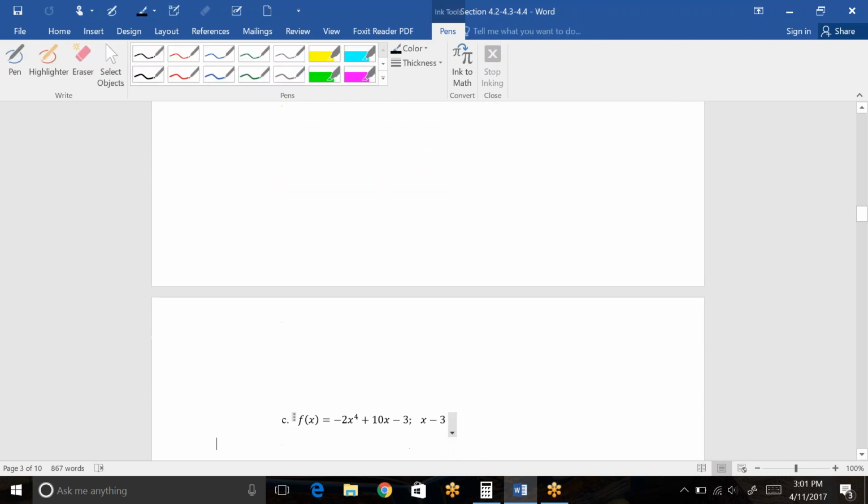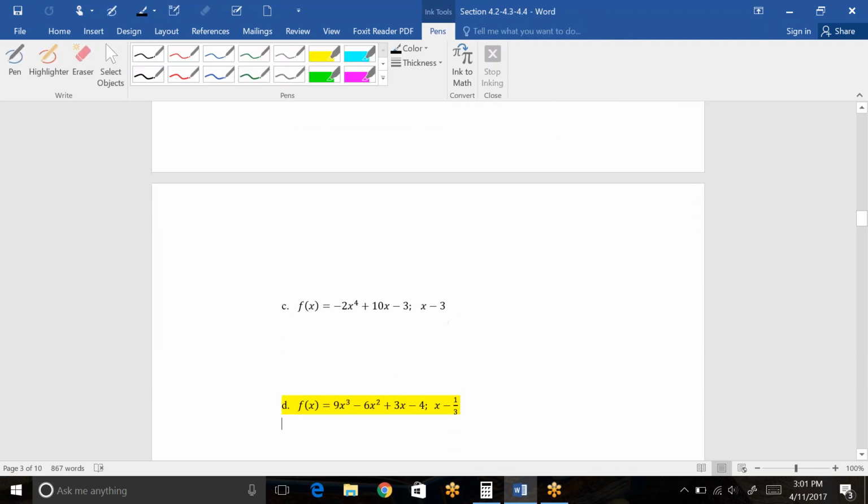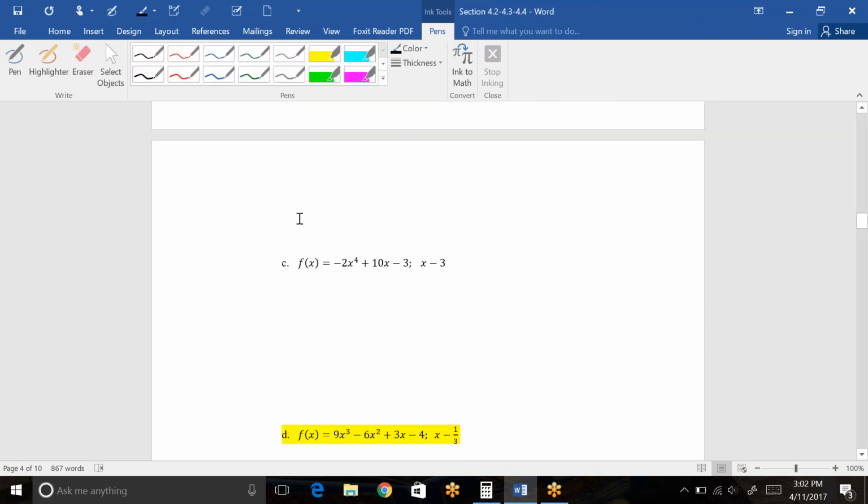Okay, let's do another synthetic division. So let's look at C part, because some of these were done in class. So for C part, we first need to start off by figuring out what this would be. First of all, it is x to the first, so we're good to do synthetic division. So that would be +3. So that's what we're going to be putting in our box.